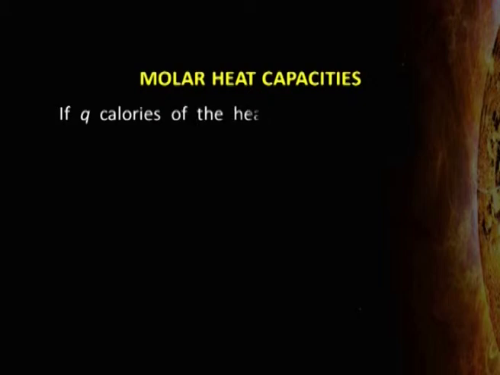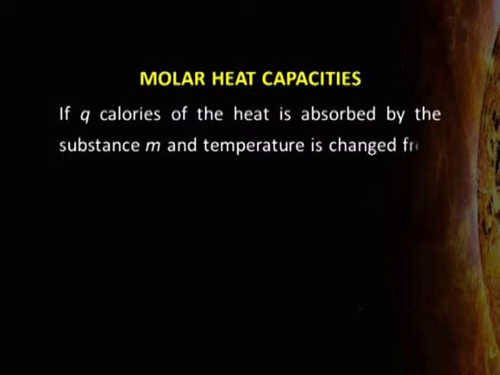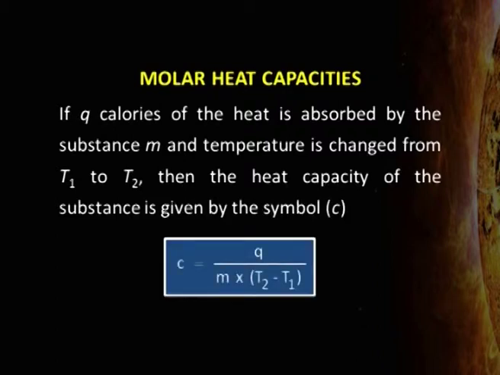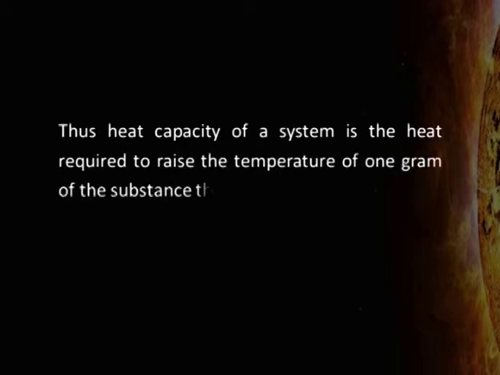If Q calories of heat is absorbed by the substance and the temperature is changed from T1 to T2, then the heat capacity of the substance is given by the symbol C, and C is equal to Q upon M multiplied by delta T, which is equal to T2 minus T1. Thus, the heat capacity of a system is the heat required to raise the temperature of 1 gram of the substance through 1 degree Celsius or 1 Kelvin.